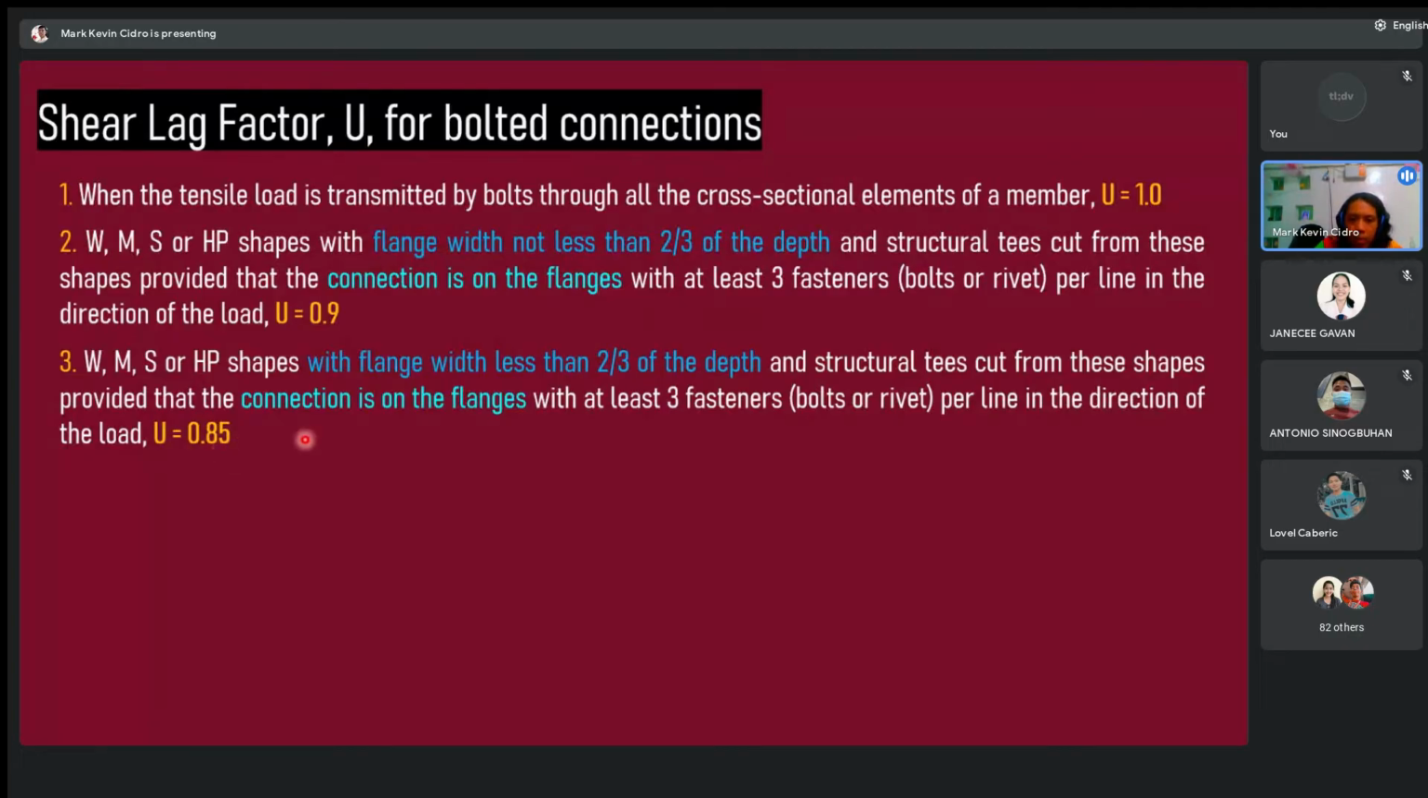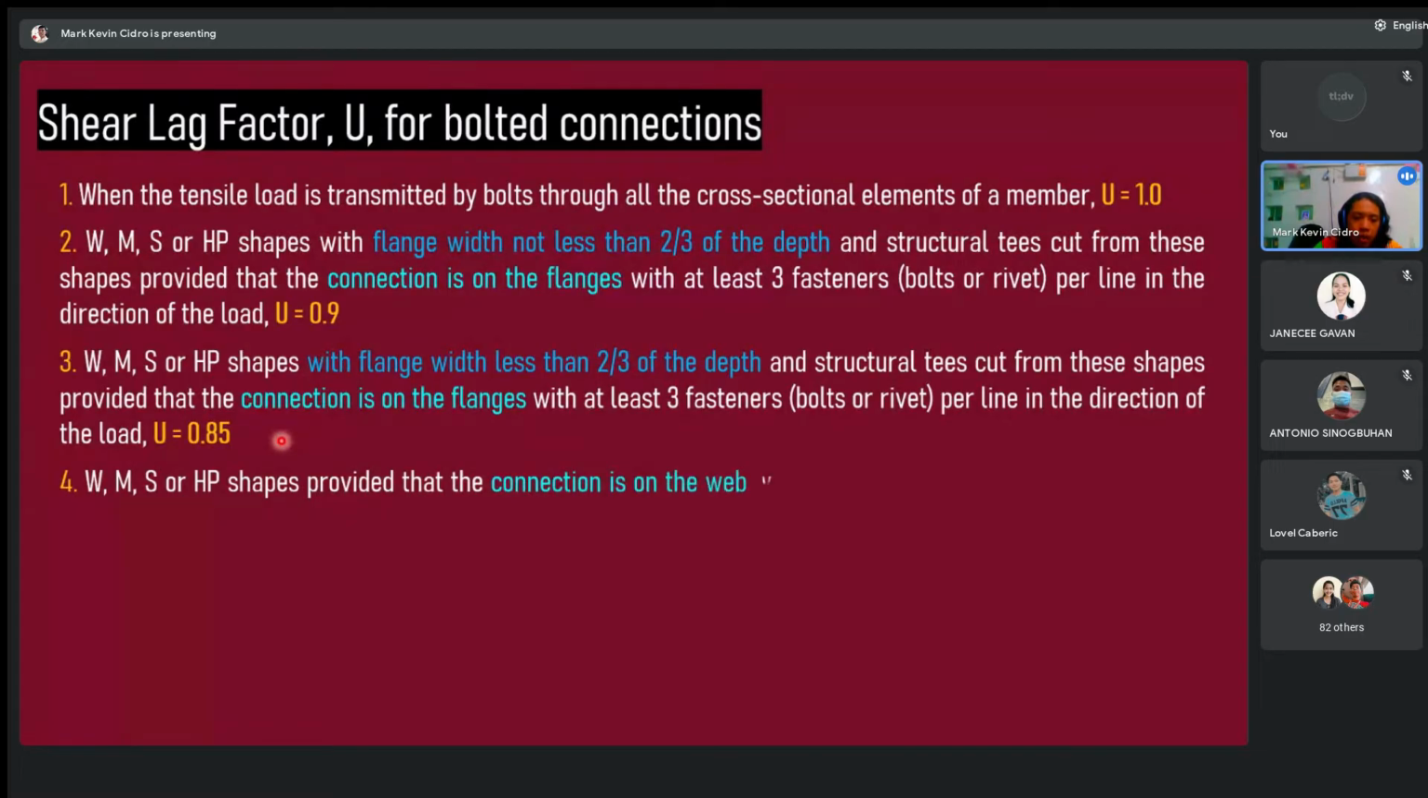The difference between number 2 and number 3: in number 2, it is not less than 2/3, while here it is less than 2/3. So 0.85. Okay.